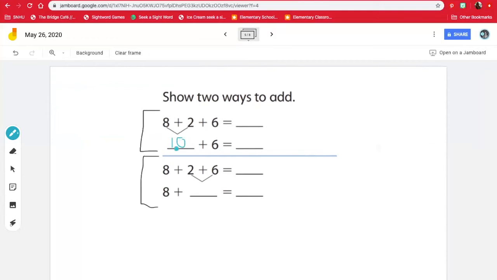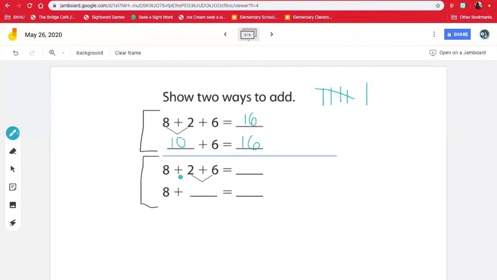So I could put 10, and I could draw tallies to help me count. So 10 is in my calculator, 10, 11, 12, 13, 14, 15, 16. 10 plus 6 is 16, which means 8 plus 2 plus 6 is also 16.